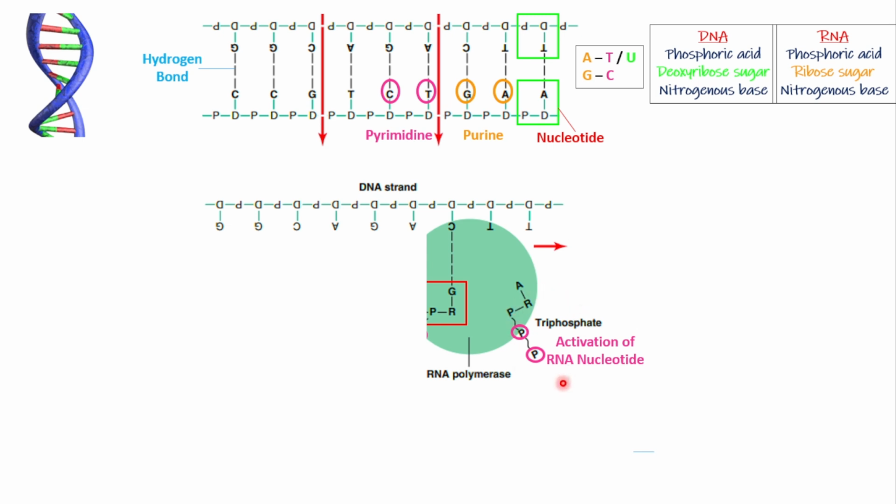And when this nucleotide is activated, there will be formation of a hydrogen bond between the DNA nucleotide and the RNA nucleotide, or to be specific, the counterpart nitrogenous bases of the DNA nucleotide and the RNA nucleotide. Okay, so this is how it is attached. And this will happen to all the nitrogenous bases of the DNA, and their counterpart RNA nucleotides will be attached in the form of a chain.